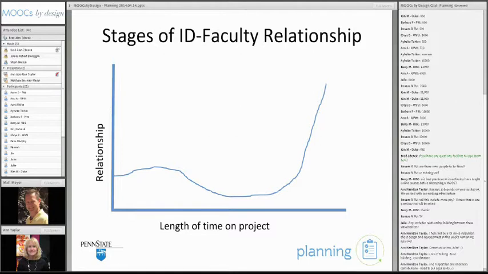So I've drawn this where we have the relationship and then the length of time on the project. The first phase is the project honeymoon, where, okay, this sounds great, we're excited, we're going to do this MOOC and we're going to make an impact for the university. And the relationship has a little bit of a rise, as everyone gets to know everyone and gets familiar with the project and so forth.